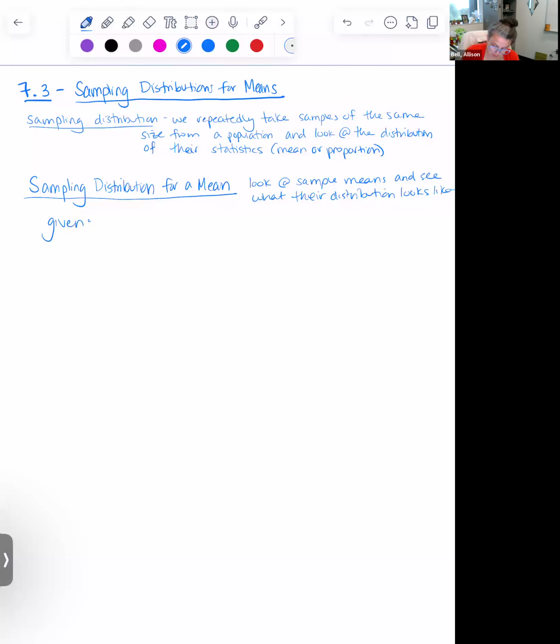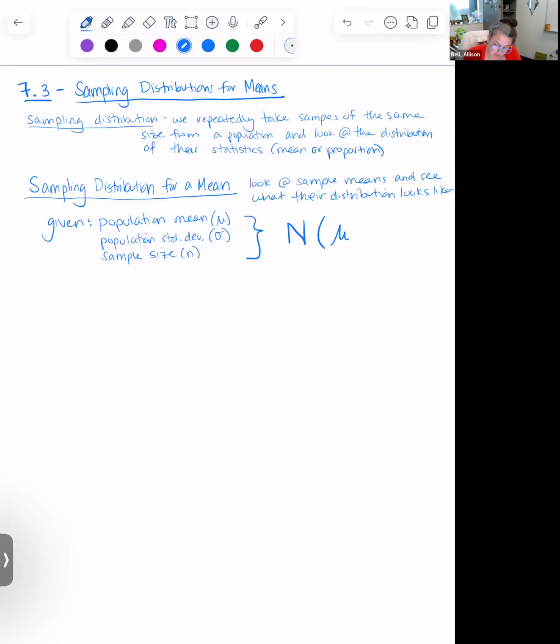So let's talk about it. What are we given? We're given a population mean, mu, and a population standard deviation, sigma. We're also given a sample size, which we call lowercase letter n. So we're given all that information. And what we do with that information is we create a new normal model, which is the sampling distribution.